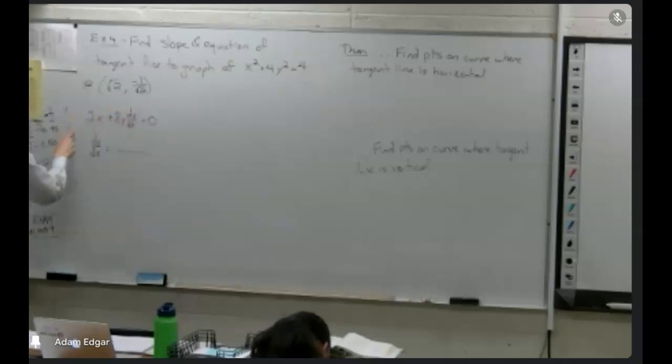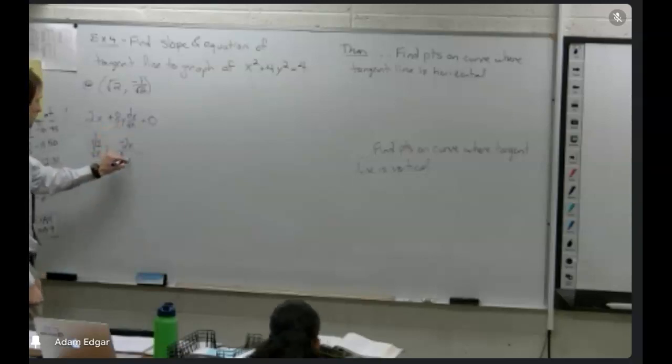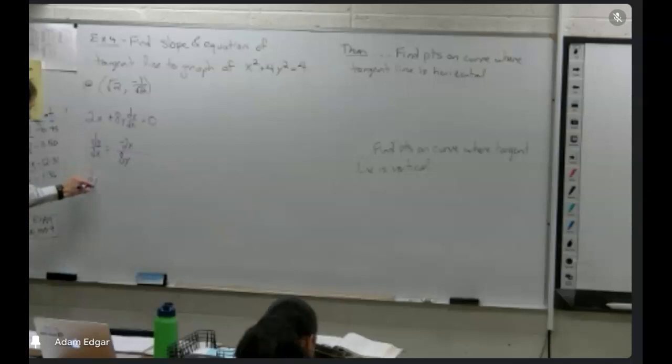So what would we do first with the 2x? Minus it. And then what would we do with the 8y? Divide it. And then you could go ahead and simplify this. What does the fraction simplify down to? Negative x over 4y. So that's your derivative, straight off of what we did on Friday.